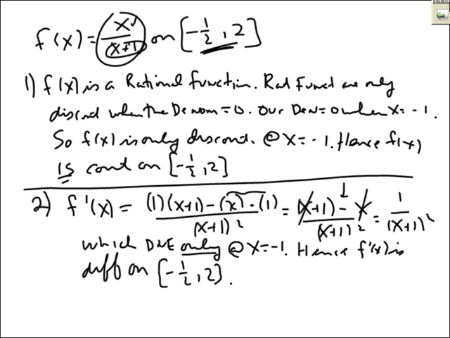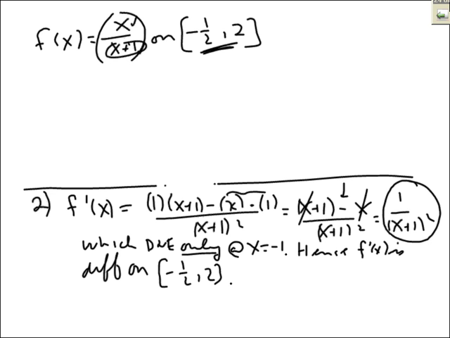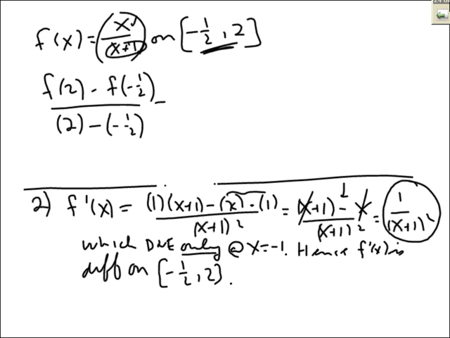So this is our mean value theorem problem. Where are we? We are not going to lose the derivative this time. This here is the derivative. Okay, that is the derivative. Alright, so now we need to find f of b minus f of a over b minus a. We need to find f of 2 minus f of negative 1/2 over 2 minus negative 1/2.